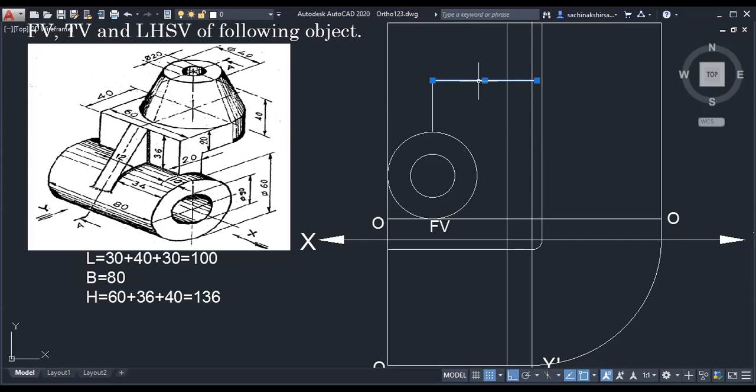Why is it going beyond? How much total length have we calculated? 100. Total length we have calculated is 100. Okay.